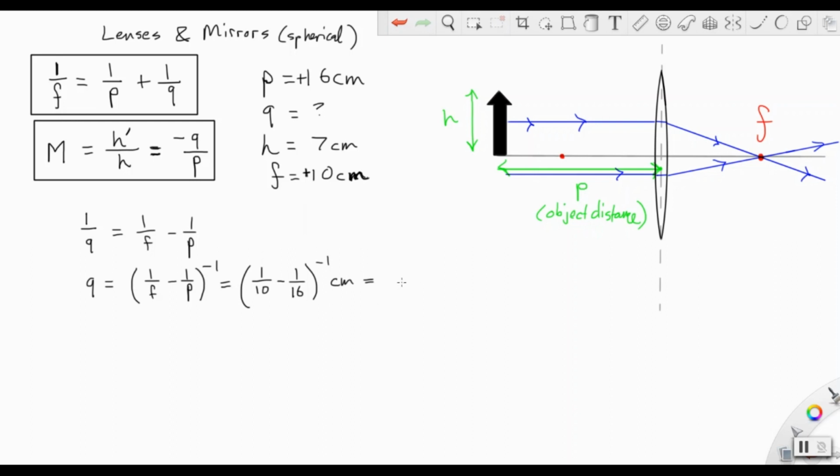So let's see, you can do this in fractions or you can do it by calculator. I tend to like the fractions. This is going to be 16 over 160 minus 10 over 160, flipped. This is interesting. It looks like my guess was off. I can tell now that I was wrong. It is not going to show up behind this thing.